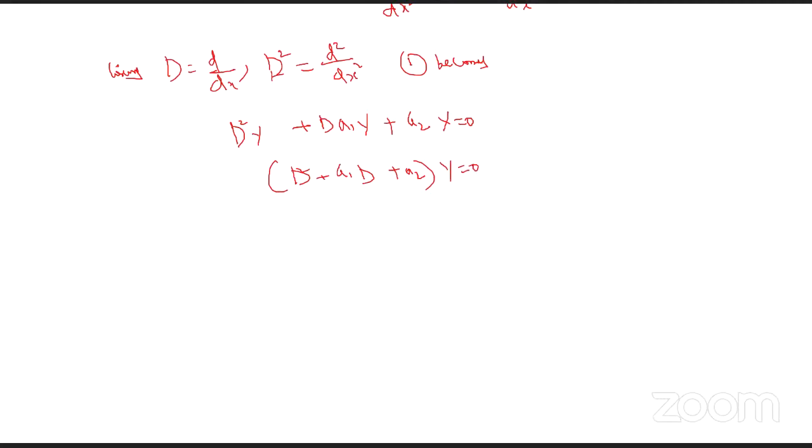Equal to 0. That implies f(D) of y equal to 0. Equation number 2. So we note that y equal to phi 1 of x is a solution of equation number 2.